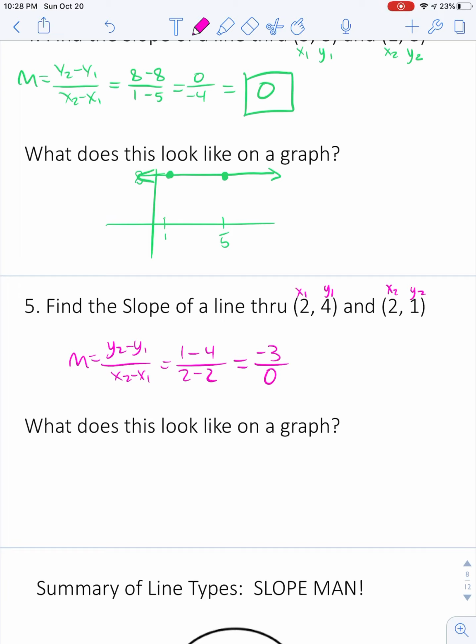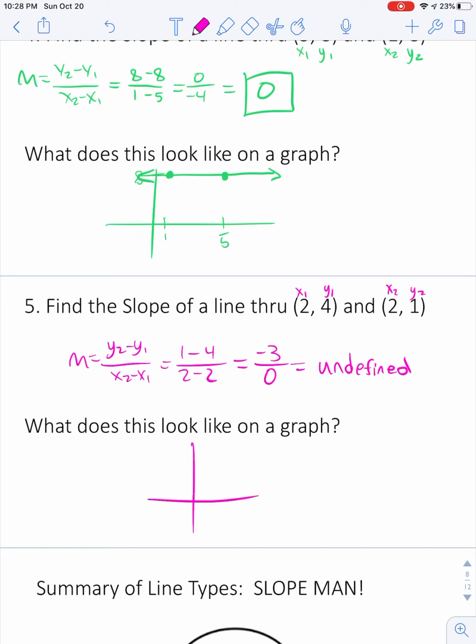What that means is this is actually something we call undefined. It's impossible to divide by 0. You're not allowed to do that. So the slope is undefined, meaning we can't get a numerical result for it. Now, what would this look like on a graph? You might think that the graph doesn't exist because it's undefined, but that's not actually true.